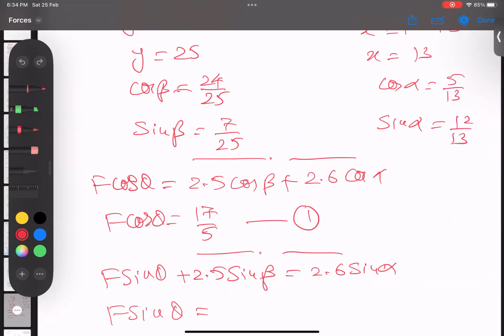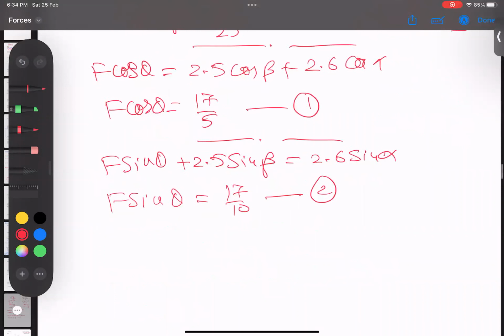times 12 divided by 13, and minus 2.5 times 7 out of 25. So the answer, I'm getting 17 by 10. I avoid decimals. Actually, sometimes they are recurring numbers, so decimals disturb us. That is why. So I think it's a clear approach.